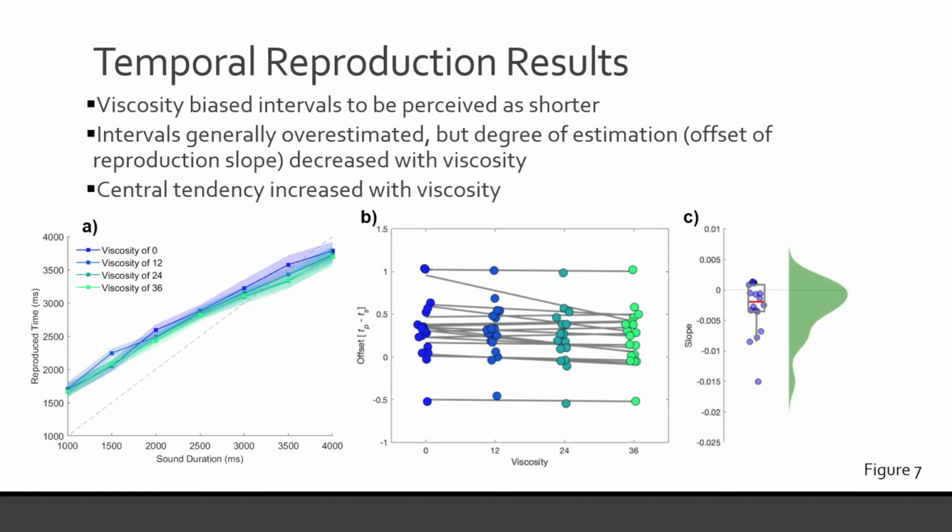We examined this effect for each participant. In the center, we have a slope for each participant describing the tendency to underestimate. Offset here on the y-axis is just the produced interval minus the true interval. Overall, people tended to show a negative slope here, and in the distribution on the right, they were significantly below 0.